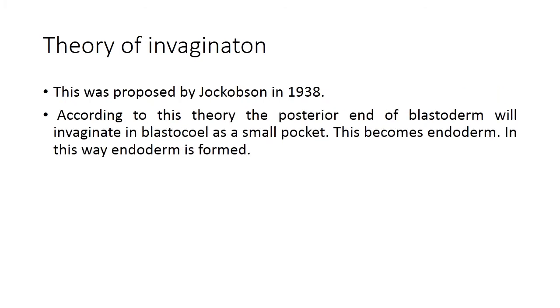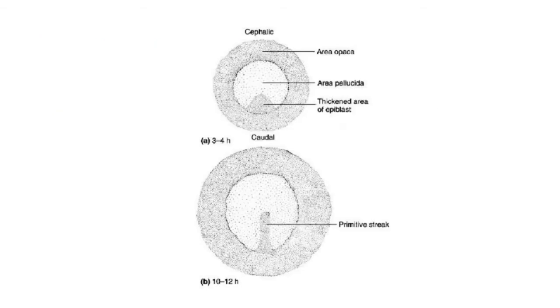Theory of invagination was proposed by Jacobson in 1938. According to this theory, the posterior end of the blastoderm invaginates, or pushes into the blastocoel, as a small pocket. This becomes endoderm. The theory of invagination says it is by this invagination or pushing that the endodermal layer is formed. This is how development takes place.